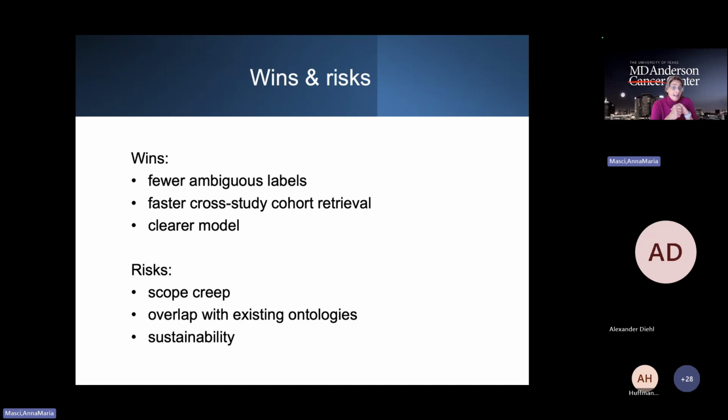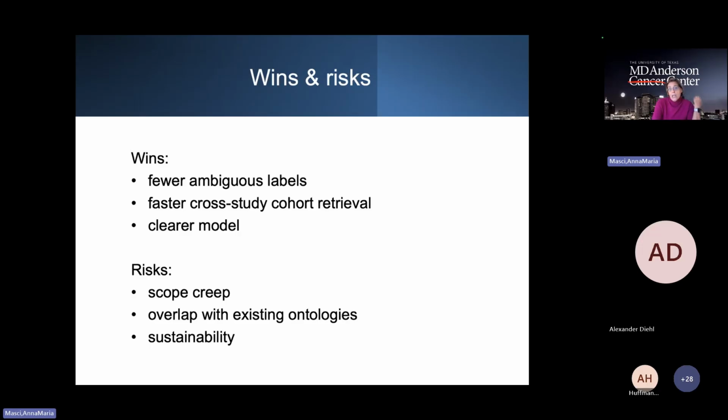The other risk is that we could overlap with some ontologies. And another risk could be sustainability, because it's going to be a large representation to build. So that is part of the risk that we need to take into account when doing this.